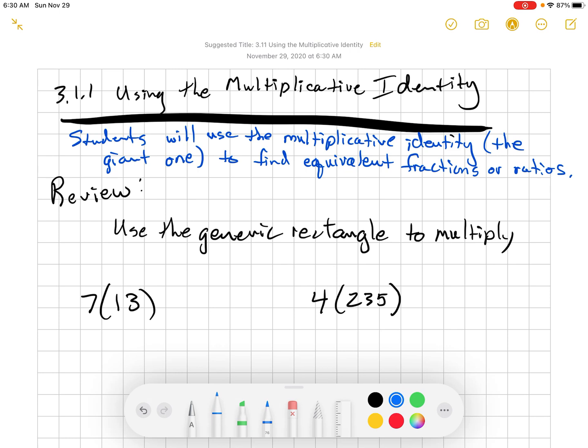We're going to actually start in ratios that we're familiar with, and then we're going to transition to fractions, which we're probably also familiar with, but our work has been mostly in ratios so far. Okay, so just as a quick review, why don't you pause the video and try to do these generic rectangles to multiply these two. And when you're ready, come on back.